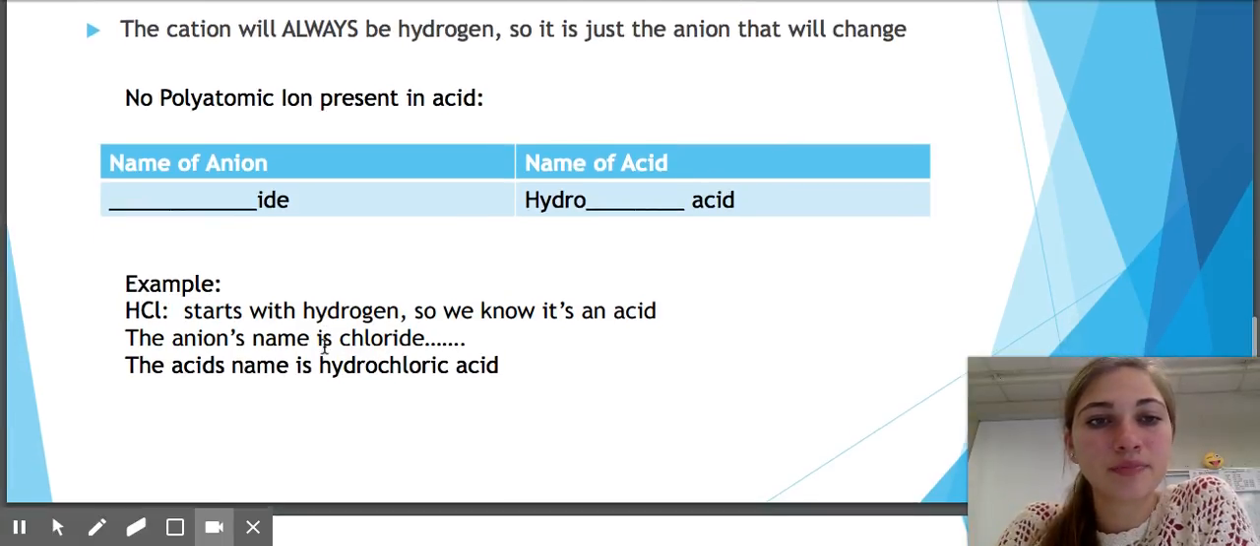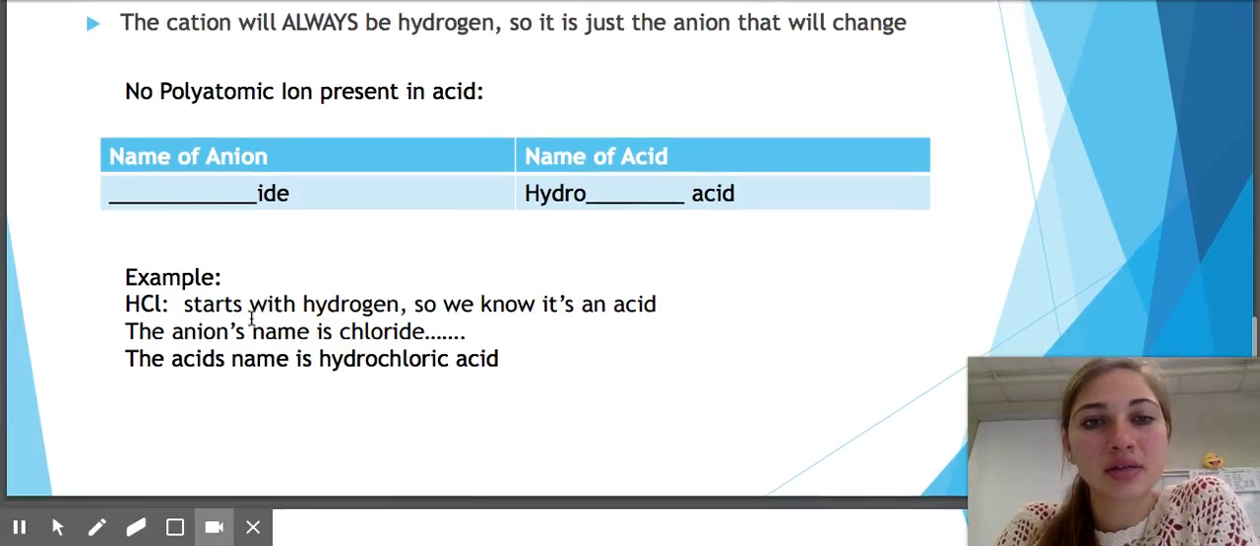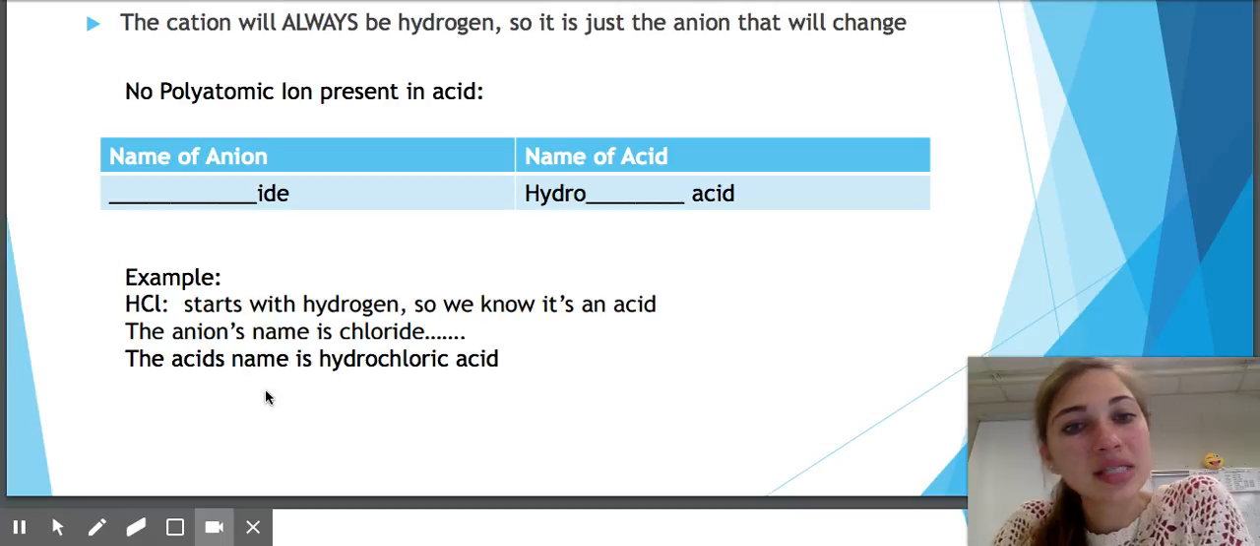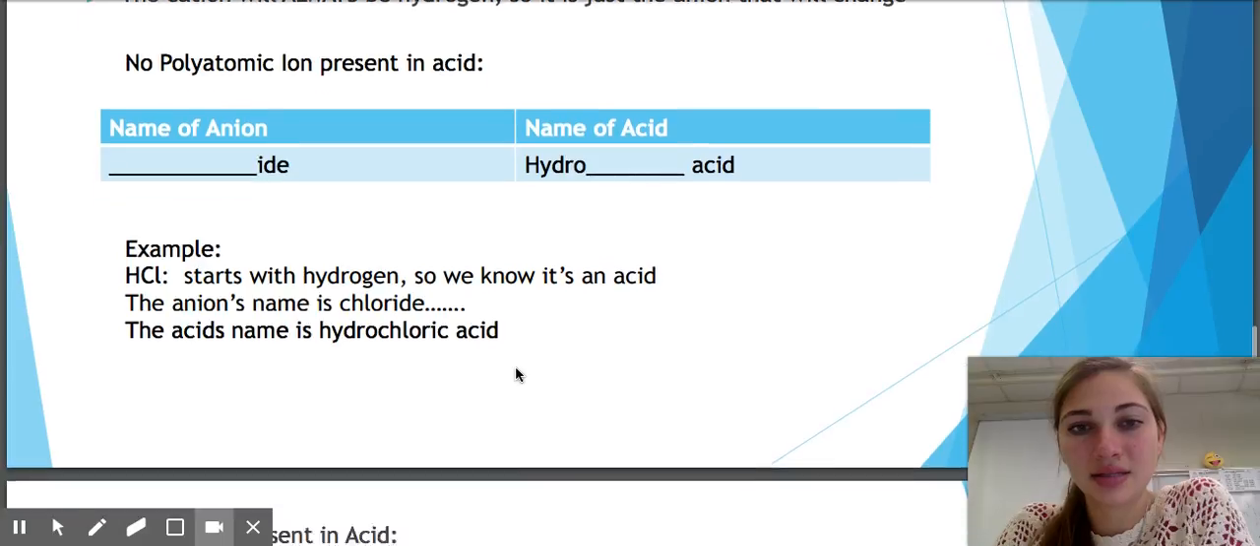For example, HCl starts with hydrogen, so we know it's an acid. The anion's name is chloride, so it's going to change to hydrochloric acid. We're going to get rid of that IDE ending and add ic. So hydro as your prefix, chlor as your root, and then ic as the end.